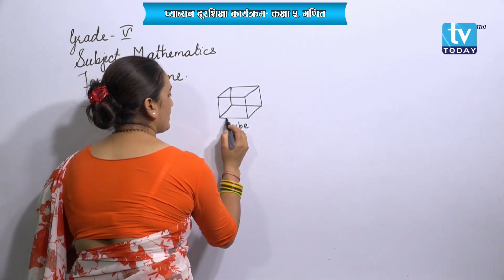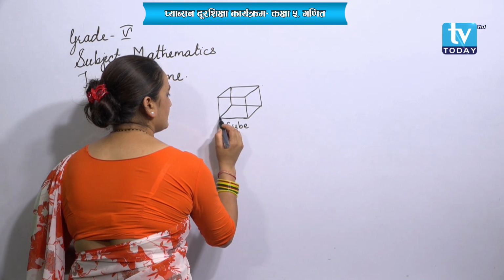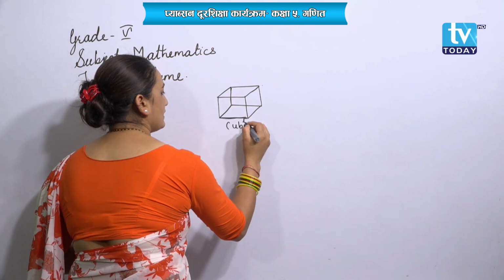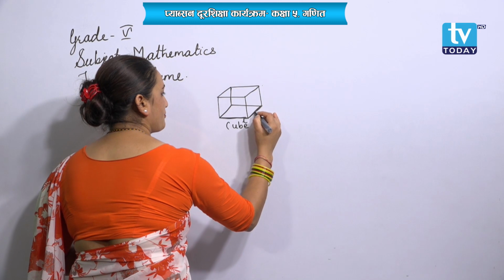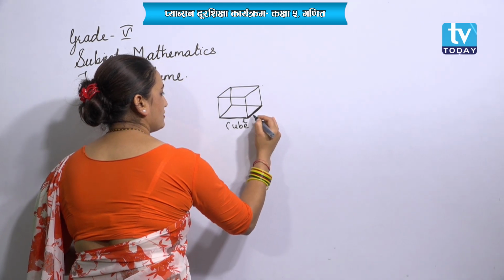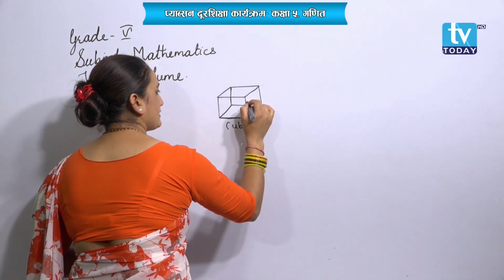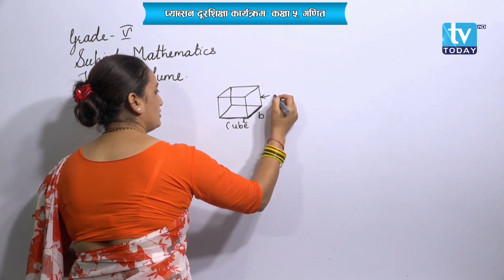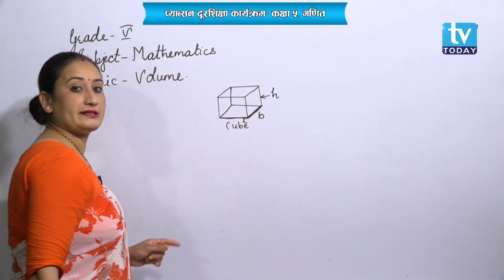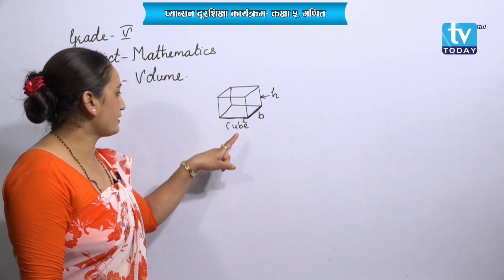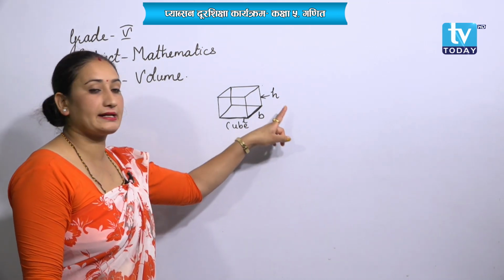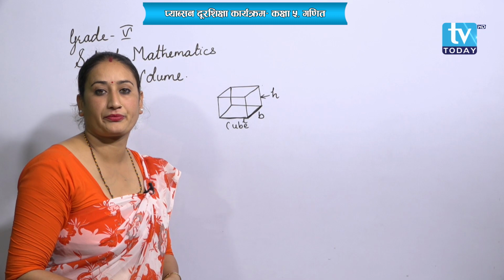And you have to take notice of this. In the cube, this one is its length, this is the breadth, and this going upside we can say is the height. I have written it here. So its length, its breadth and its height.